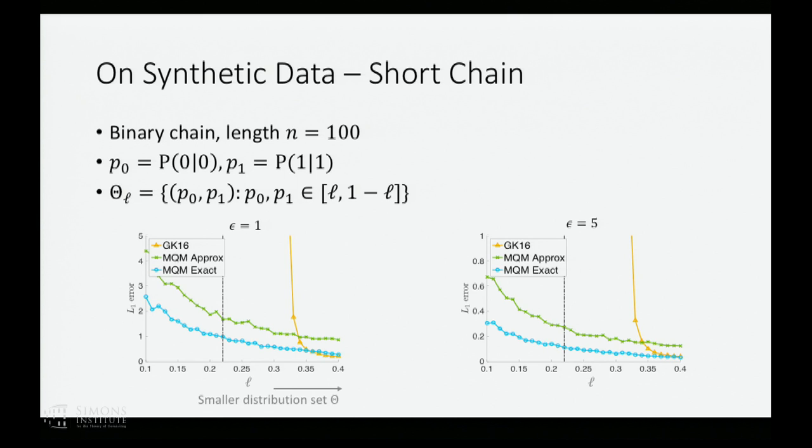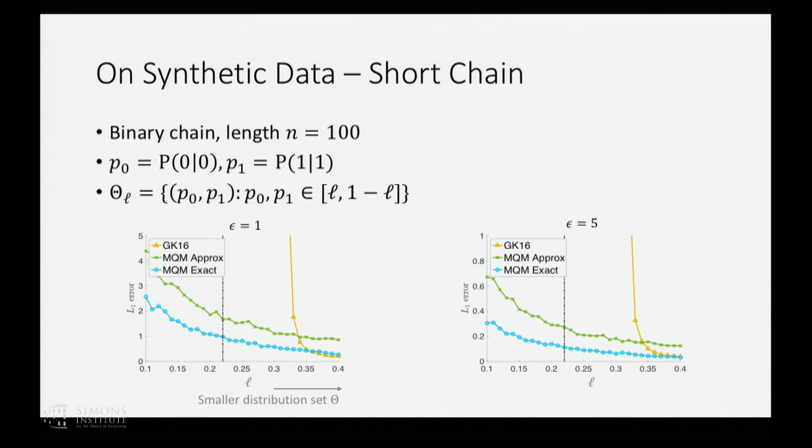So the x-axis is the L value, and as we have mentioned, a larger L means the distribution set has a smaller size. And the y-axis is the L1 error of our estimated frequency versus the true frequency. So here the yellow line is GK17, and the blue-green lines are the two versions of our MQM. I didn't plot the result for group differential privacy because it was very bad in this case.